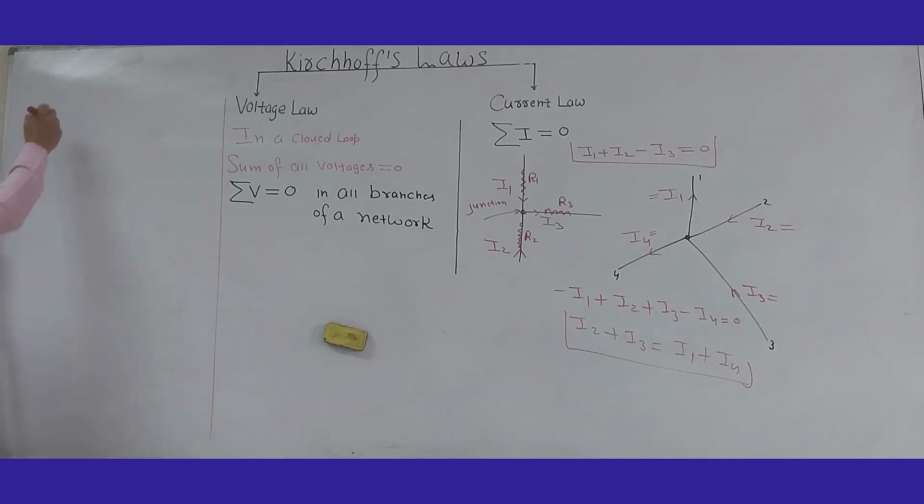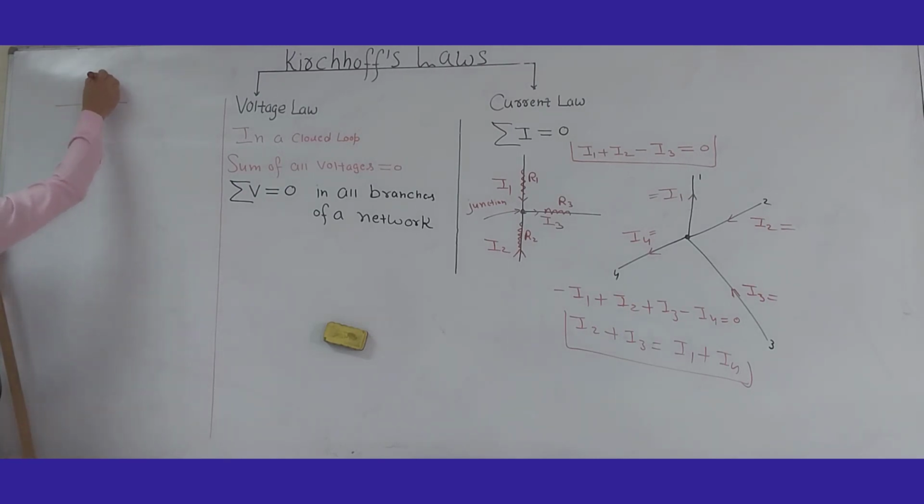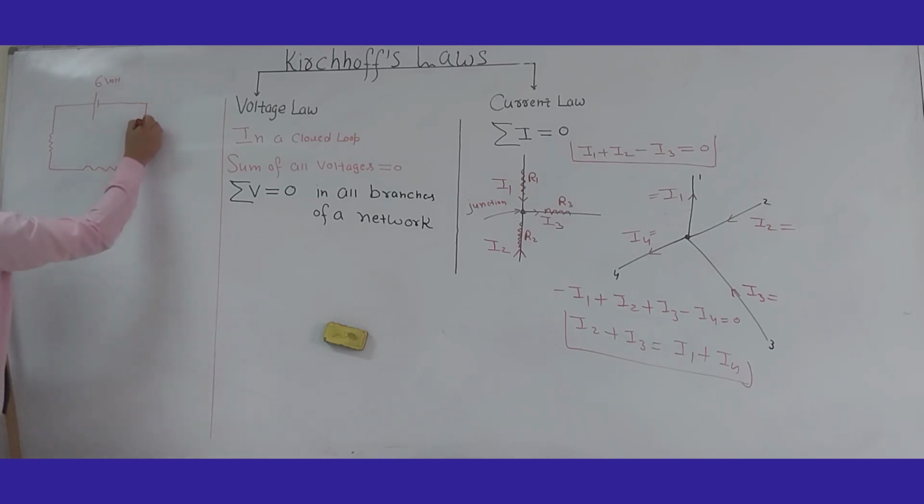So suppose we have a 6-volt battery. This is a 6-volt battery, and then we have a resistance, another resistance, and one more resistance. We have these 3 resistances, and each is of 2 ohm.